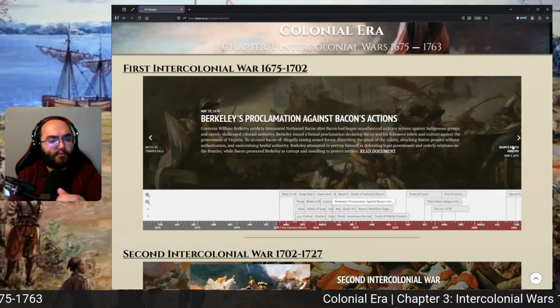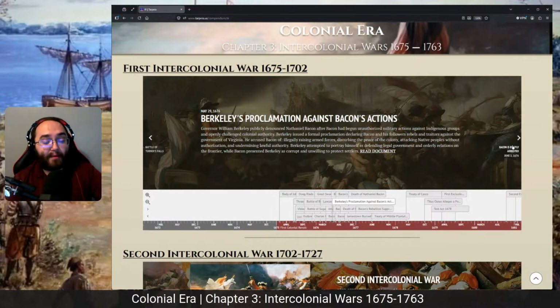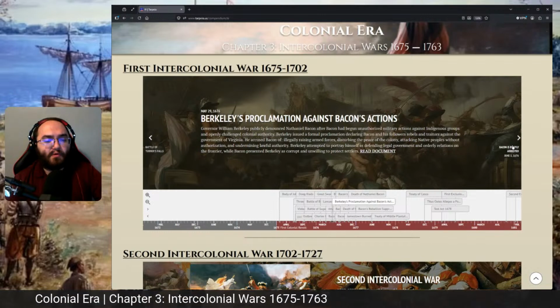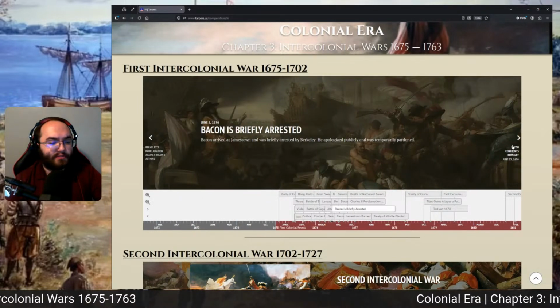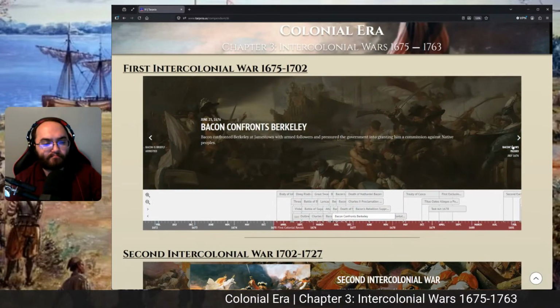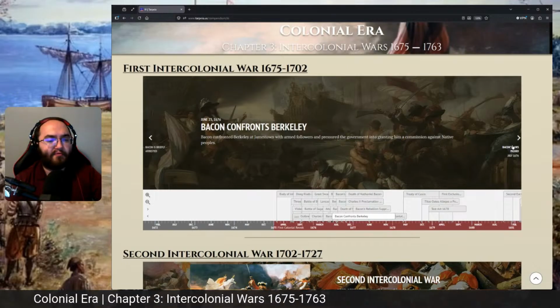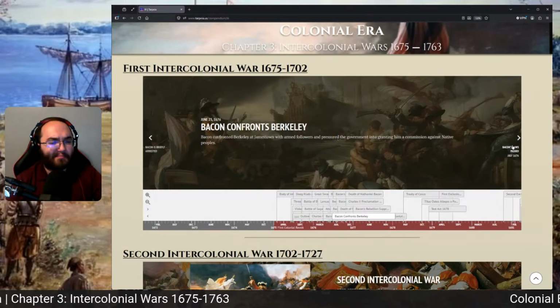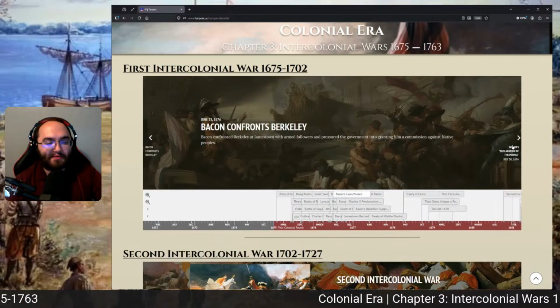Berkeley, this is Governor Berkeley of Virginia, will renounce Nathaniel Bacon and try to arrest him for illegally raising forces. Bacon is arrested, but only briefly. Bacon then confronts Berkeley in a very famous event. I need to add a painting or an engraving of this event to the timeline.